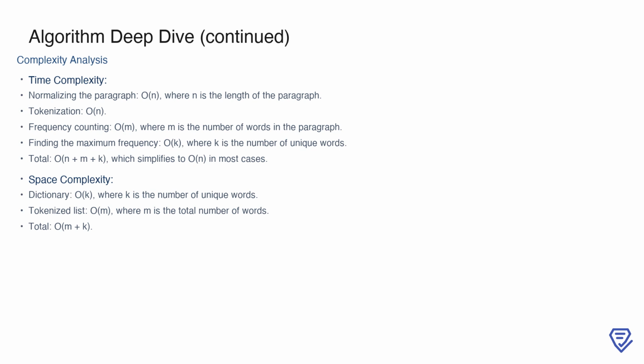For space complexity, the dictionary requires O(k) space to store unique words and their counts, while the tokenized list needs O(m) space for all words. Thus, the total space complexity is O(m + k). This balance of time and space efficiency makes the algorithm robust and practical for solving the problem.